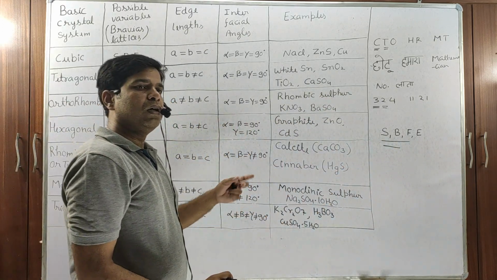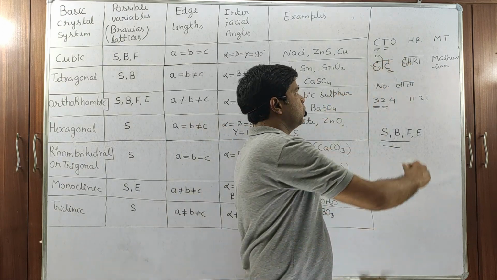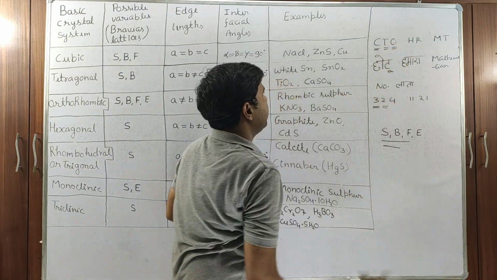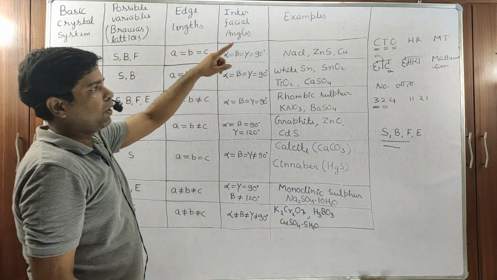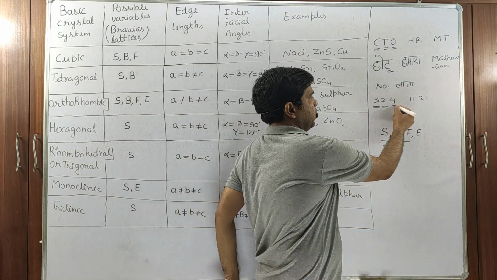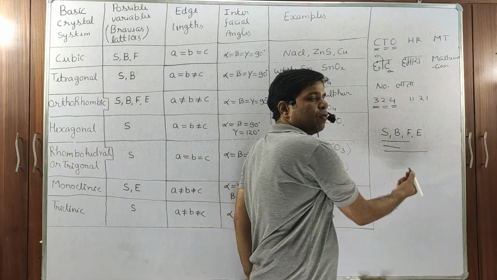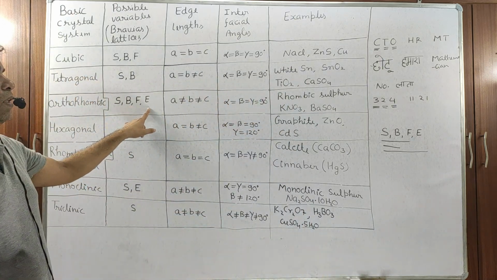Then after C, T, now we have the O. O stands for the orthorhombic, and corresponding to the O, the number is 4. So in the O, we have all the 4, that is S, B, F, E.